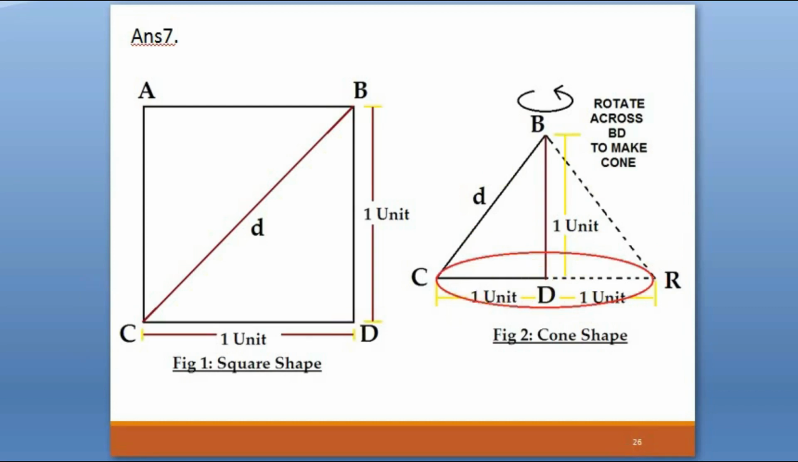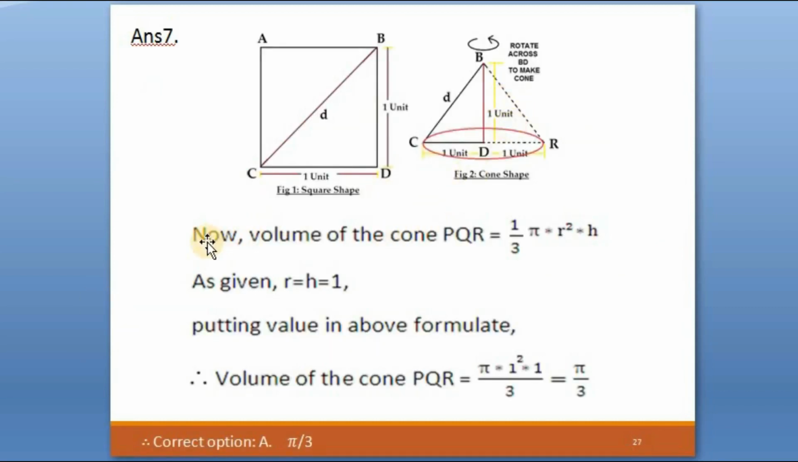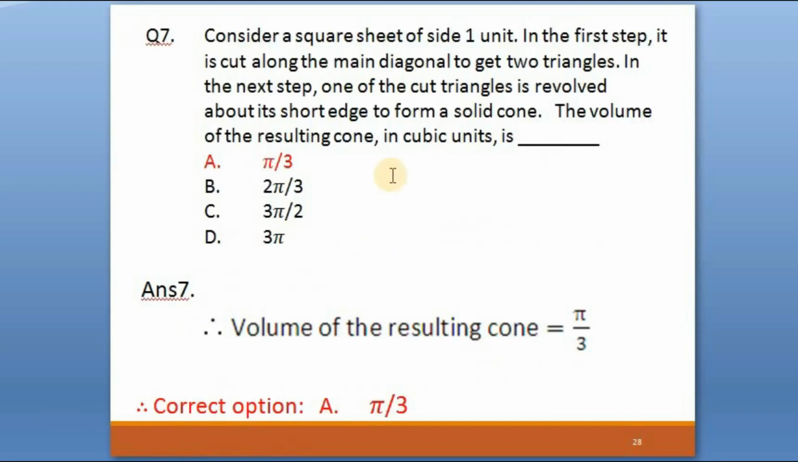So now this is a simple cone, and the formula of cone is, we all know, volume of the cone, if some cone is PQR, then how will we calculate its volume? 1/3 pi r square h. So as per given condition, r and h are given as 1. So putting values in above formula, we will get the volume as pi/3. So out of those options, the first option, pi/3, is the right answer, right?